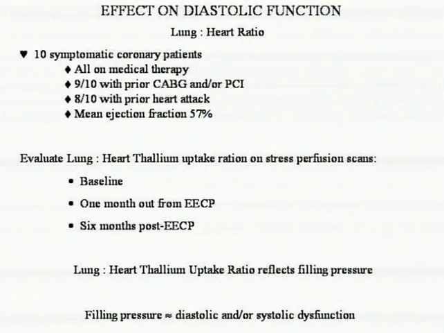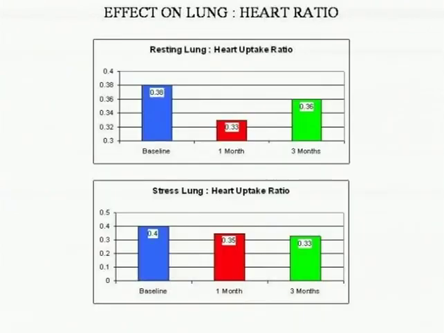So you're going to do this baseline study, carry out ECP, and repeat it 1 month out and then 6 months out from ECP. The resting lung-heart ratio falls from baseline to 1 month and post-ECP, and it stays improved 3 months out. With stress, the lung-heart ratio will rise because the heart can't keep up, but it improved with ECP. So the heart is less stiff, it's functioning better, the lung-heart ratio falls, the lung-heart ratio with exercise falls. This correlates with you can do more with less shortness of breath. Diastolic function is improving.